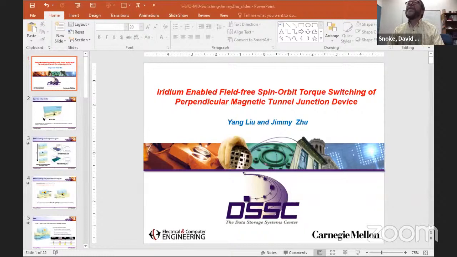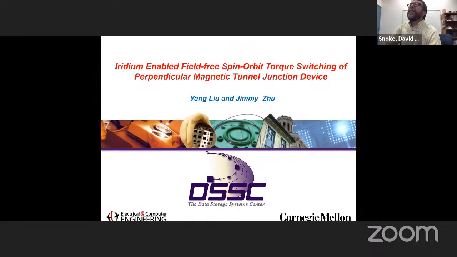So let me give just a few words of introduction. Jimmy Zhu is an IEEE fellow and a full professor in the Department of Electrical and Computer Engineering at CMU, and an endowed chair in the College of Engineering. He has been in the field of magnetic data storage, and you can see his title there. He'll have 15 minutes to present, and then we'll do 5 minutes of Q&A. So go ahead.